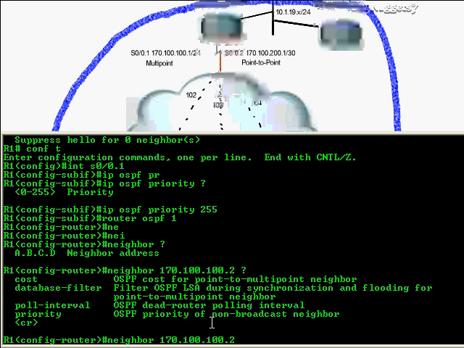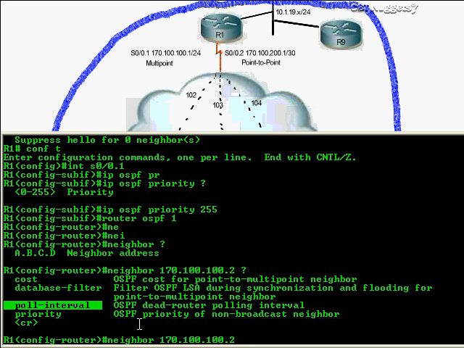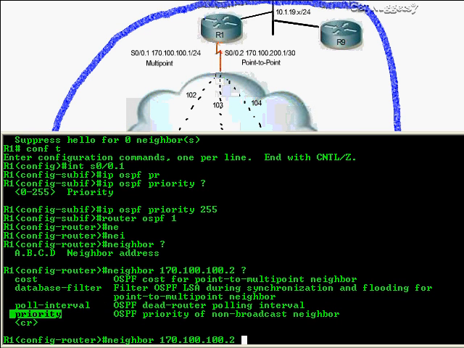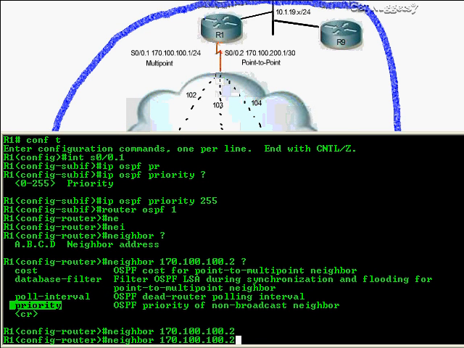You can also statically type in what the priority of that neighbor is, what their poll interval, how often you're going to say hello to them, the cost. Really, when you configure the neighbors, they're going to unicast and they're going to contact each other. So you don't really need to worry about setting the priority as long as you've done it correctly on your neighbors. You could set their priority to 0 right here to make sure they don't become the BDR, or when we go and configure those neighbors directly, we can do it on those neighbors.